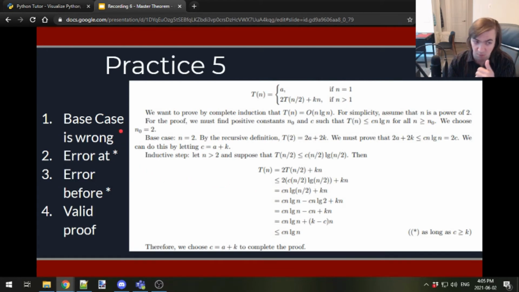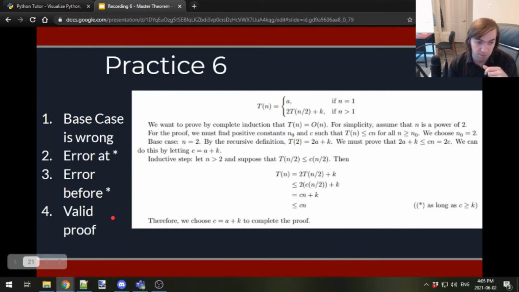Either the base case is wrong, there's an error where the star is marked over here, there's an error before where the star is marked, or this is a valid proof. You tell me. Same options again for a slightly different proof. Here it is. You can take a read, see if you can figure it out.